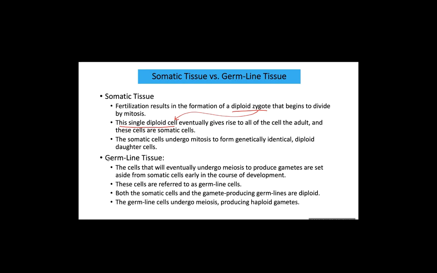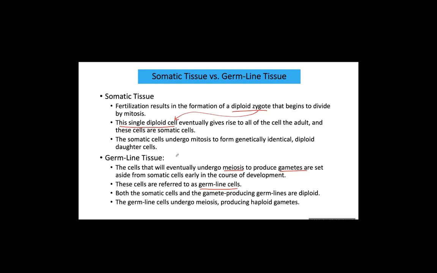Compared to somatic tissue, germline tissue is reproductive cell. Okay, somatic tissue is non-reproductive cell. Germline tissue is the cell that will eventually undergo meiosis to produce gametes. These cells are referred to as germline cells. Both somatic cells and the gamete-producing germline cells are diploid. The germline cells undergo meiosis, producing haploid gametes.